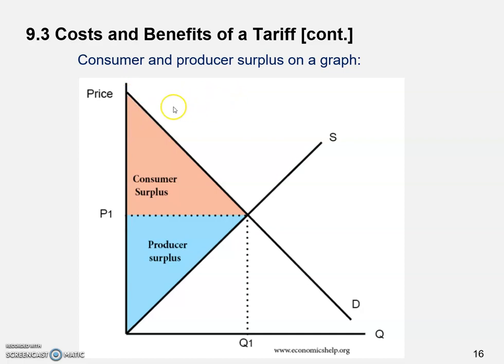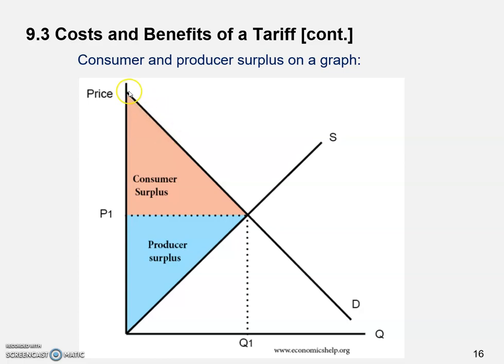And then B is willing to pay the second highest price. So when the price is a little bit lower, B will join A in purchasing this product. So you can put B next to A, but a little lower on this demand curve, because he or she is willing to pay the second highest price. Now C is willing to pay the third highest price. So you can put C right here next to B, but a little lower along the demand curve.